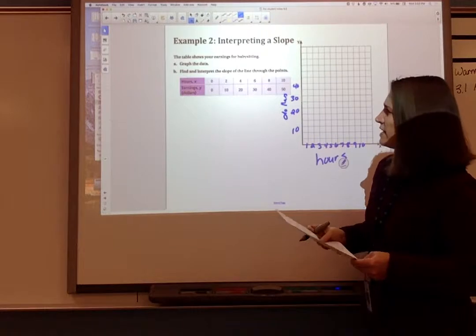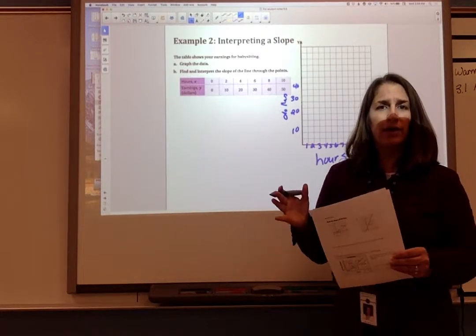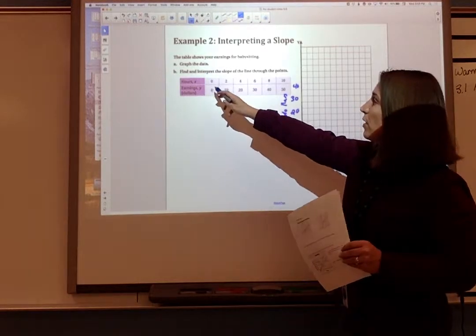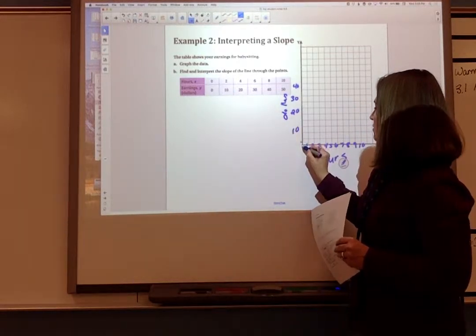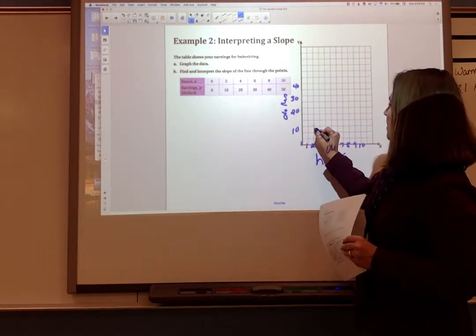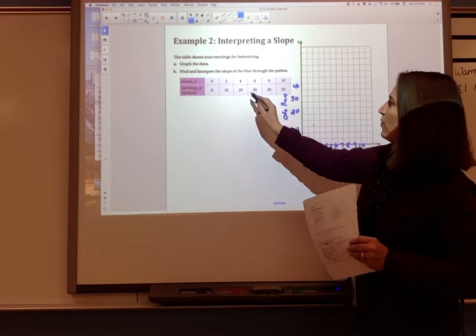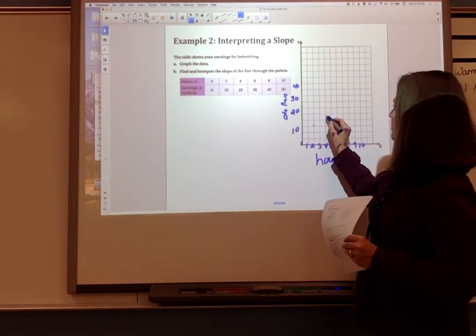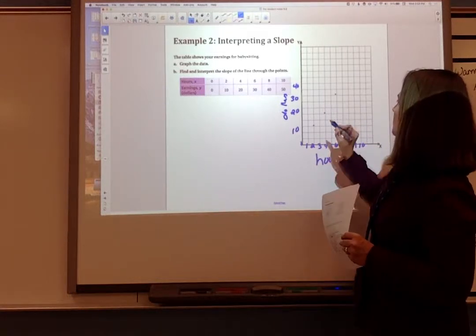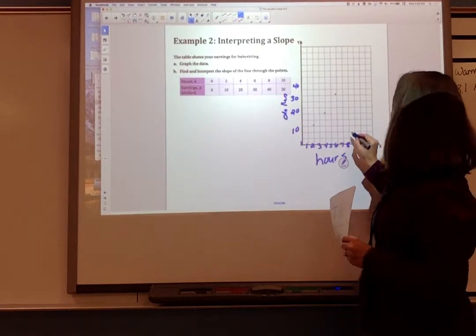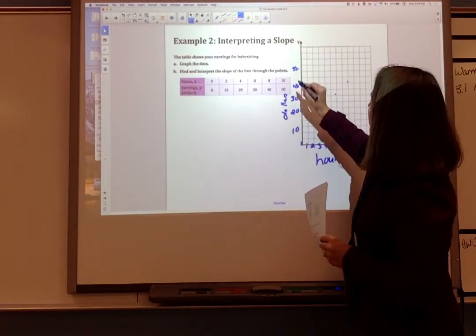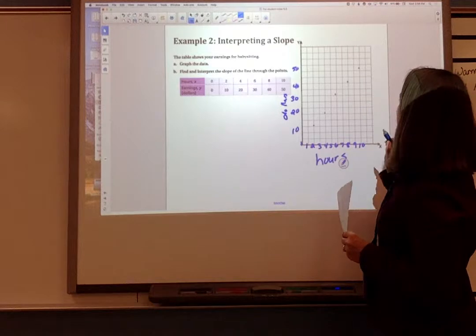Okay. So now we need to go ahead and mark these points on our graph. So at 0 hours, we earn $0. And at 2 hours, we're going to earn $10. At 4 hours, we'll earn $20. 6 hours, we'll earn $30. 8 hours, we'll earn $40. And I guess I need to add a 50 up here. 10 hours, we'll earn $50.